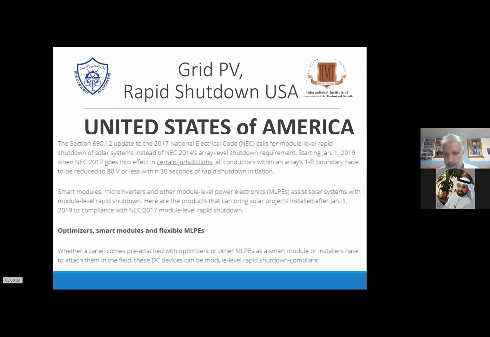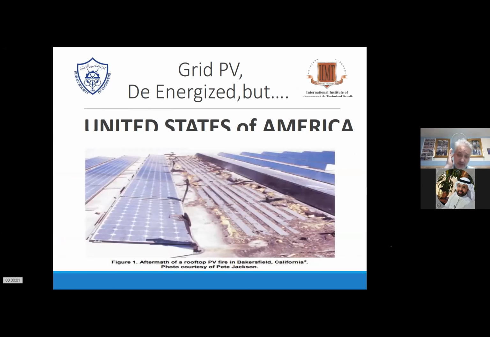You have different electric codes in America. They like to use microinverters, rapid shutdown, and arc fault protection. Also low voltage next to the array, so they are below 30 volts. So this is one of the solutions they try to implement, and there you can also see the field after the fire.